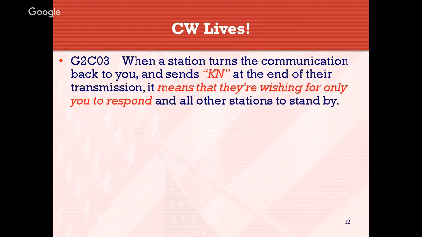All right. When a station turns the communication back to you and sends KN at the end of their transmission, it means that they're wishing for only you to respond and all other stations to stand by. So you're having a QSO with someone, and you might even be in what's called a round table, with several people. If you had just sent something to someone in Morse code and they respond back with KN, they mean they're directing it directly to you and nobody else in the group.